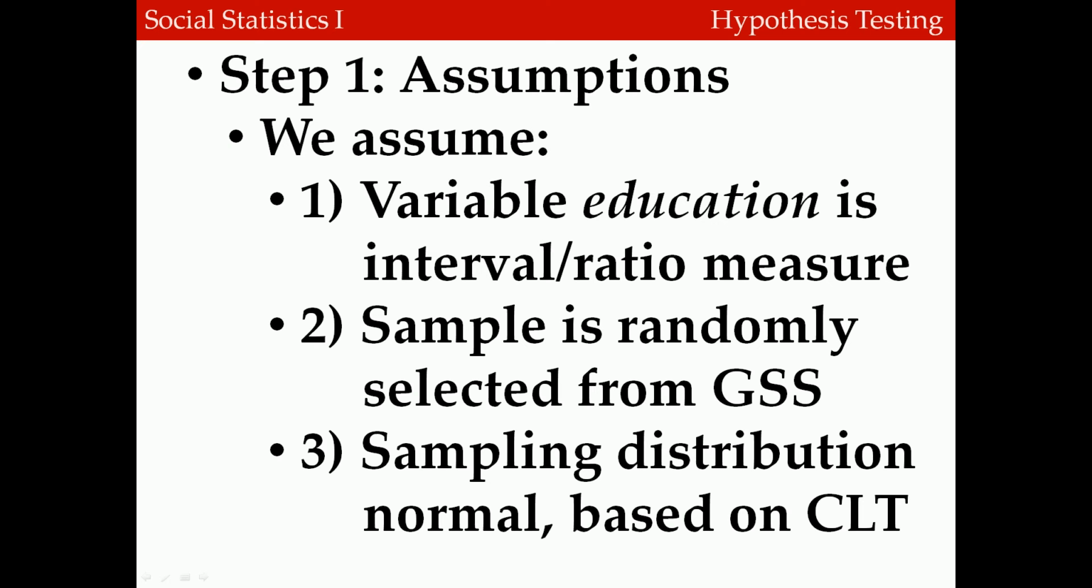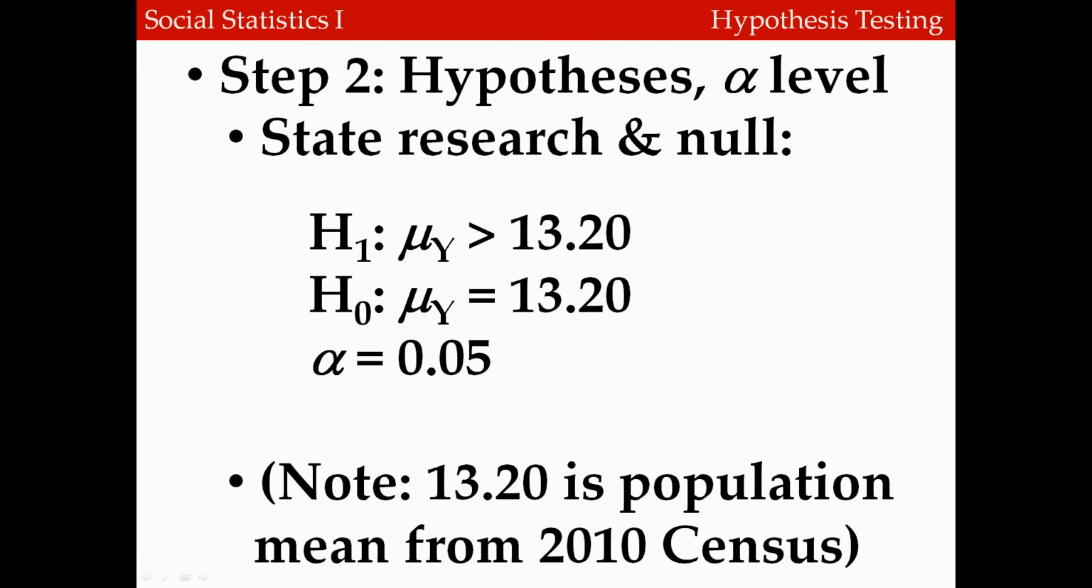So step one is to state our assumptions. And so we make three assumptions. The first is about the level of measurement of the variable. And in this case, we assume that education is measured on an interval ratio level. The second is about the sampling procedure used. And so here we assume that we have a simple random sample from the General Social Survey. And third, we have to make some kind of assumption about the sampling distribution and its shape. And since we have a large sample size, we know, based on the central limit theorem, that it follows a normal distribution.